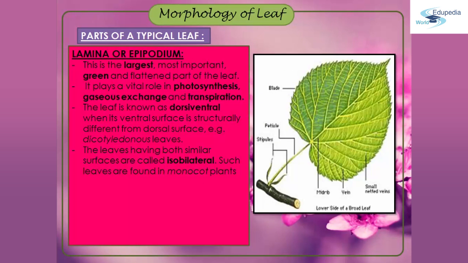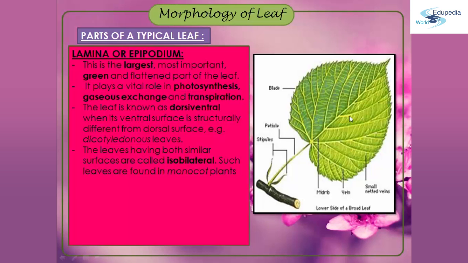Now comes the third part of the typical leaf, and that is the lamina. What is the lamina? Lamina is also known as epipodium. These are the blades of the leaf. Okay. These are the veins. These are your veinlets and this is your midrib. Okay. And this is your petiole, which is thin, flexible and cylindrical in nature. And these are the stipules, which are lateral outgrowths present on both sides of the petiole. Okay. So this is your lamina.